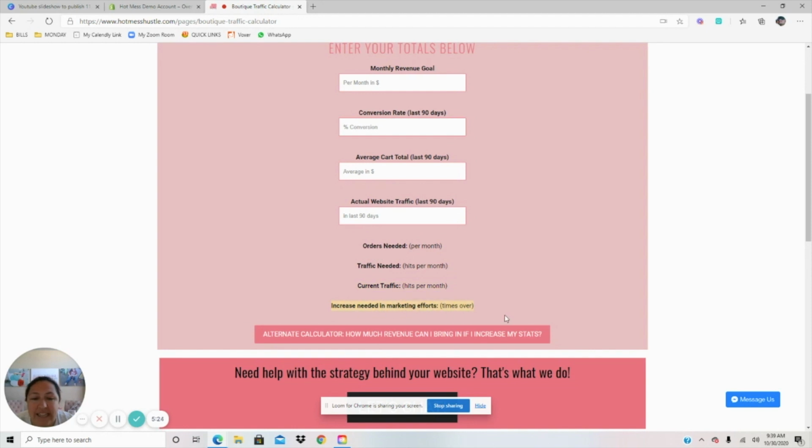And then what is that compared to your current traffic? So this increase needed in marketing efforts, it may say 5x, for example. That means that you need to do 5 times as much in terms of your marketing efforts in order to get the amount of traffic that you need based on this data to hit that revenue goal.